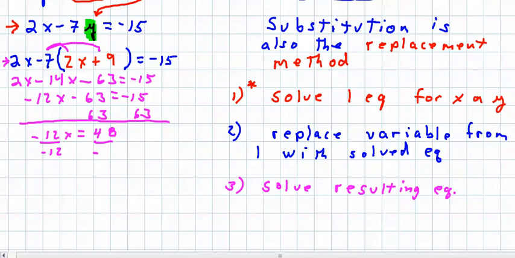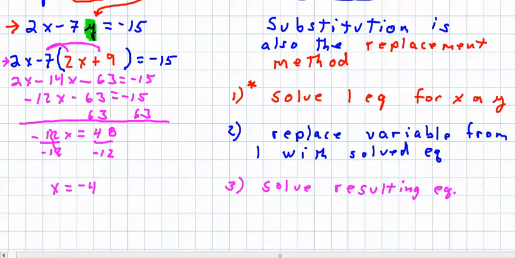I noticed on your test, a common mistake for some of you is, when you divide, not dividing by a negative if the coefficient of x is negative. Please be careful about that. Those cancel, and we have x equals negative 4.